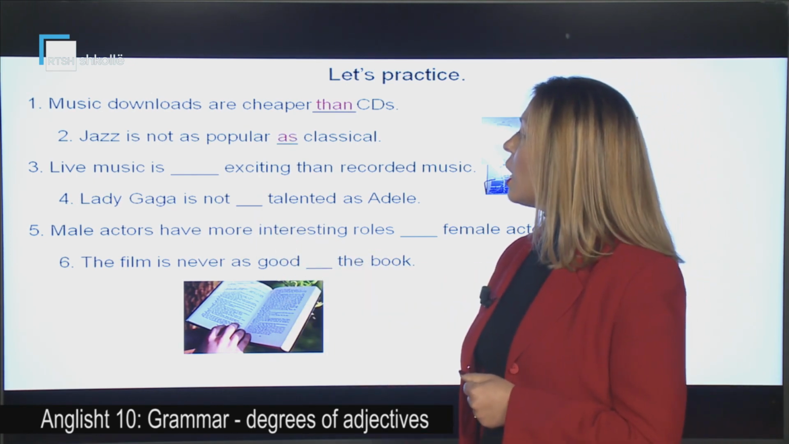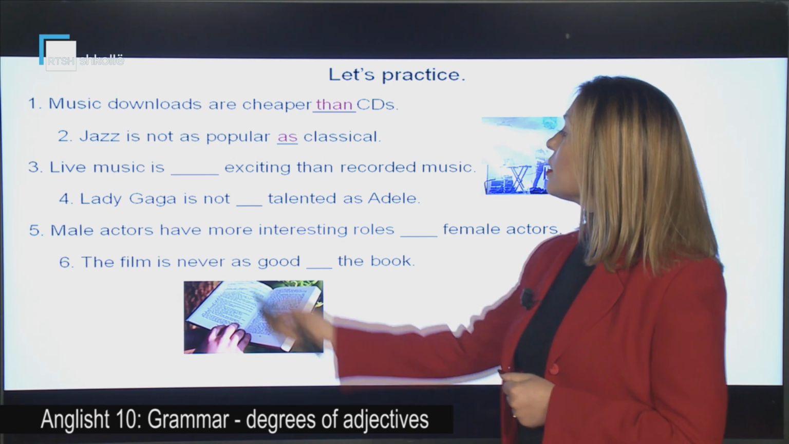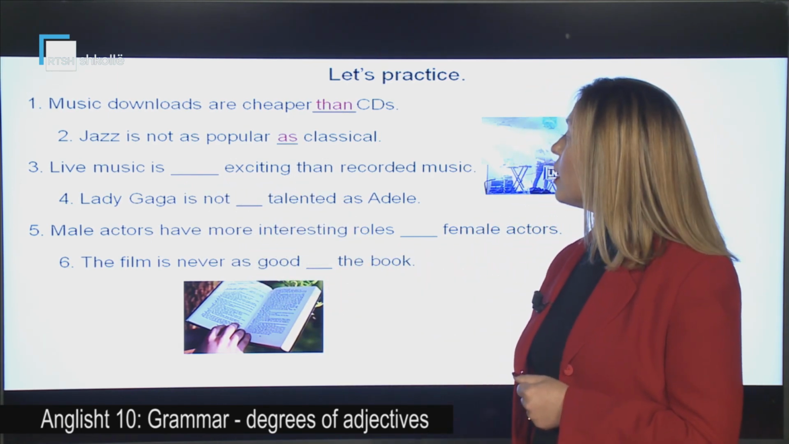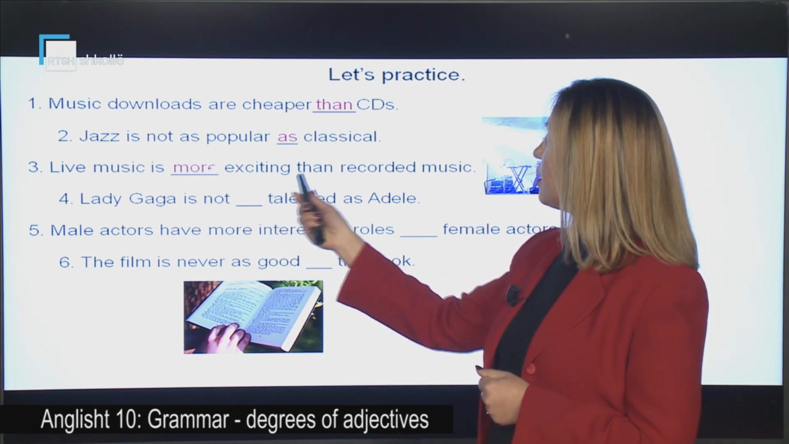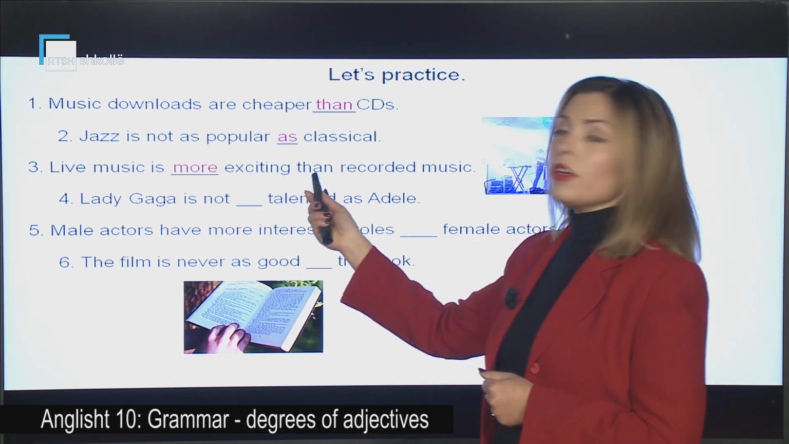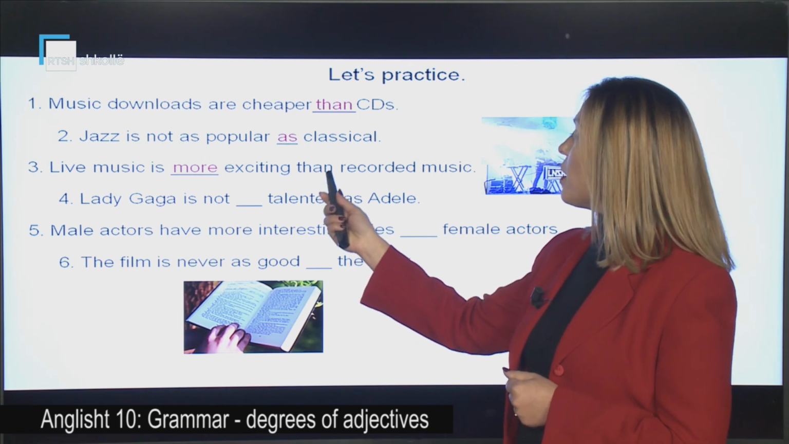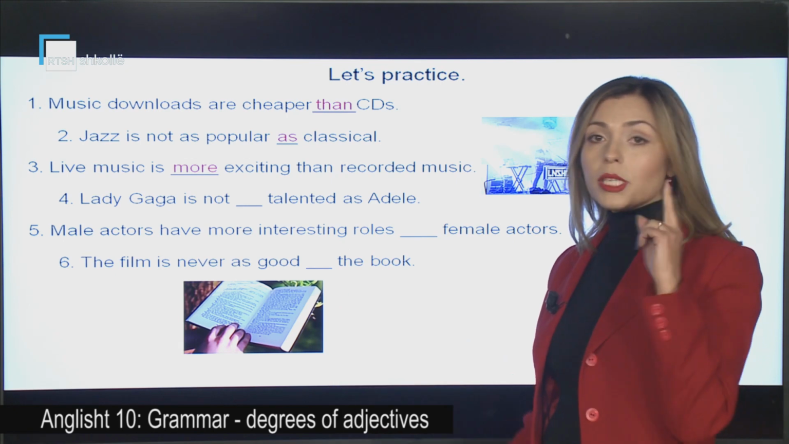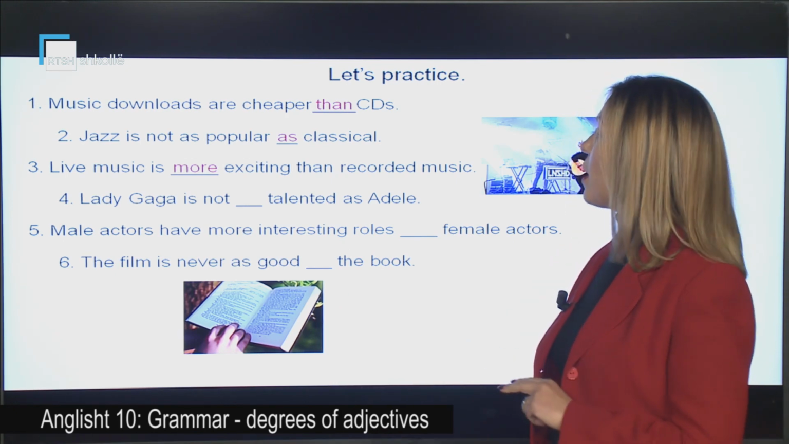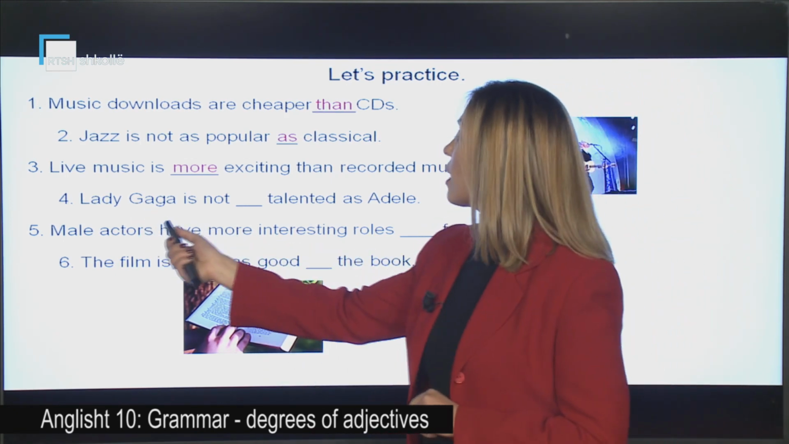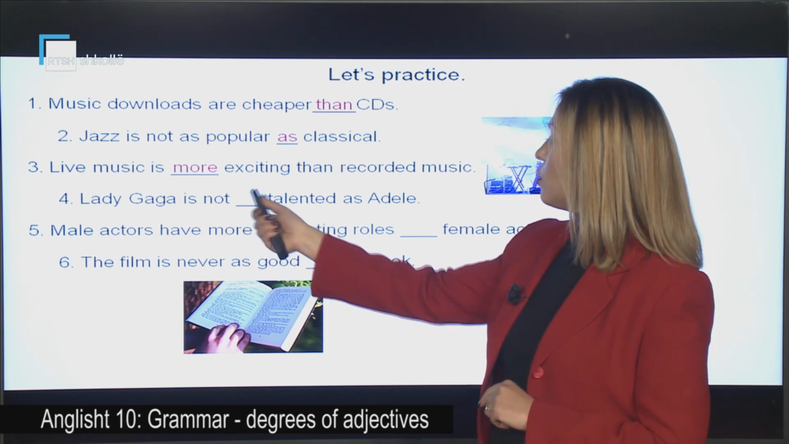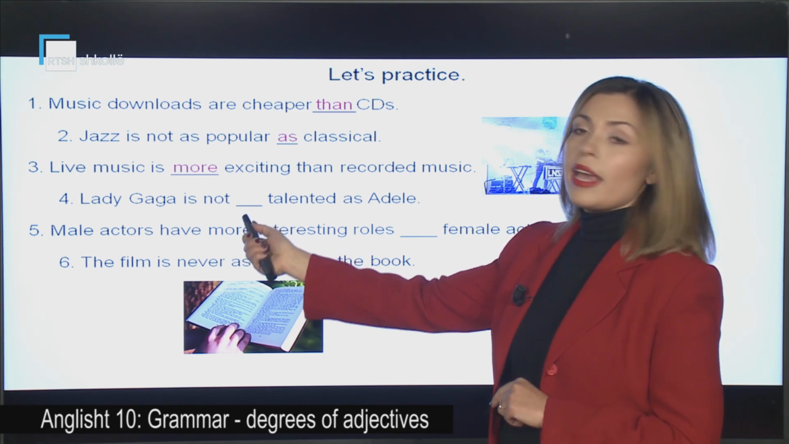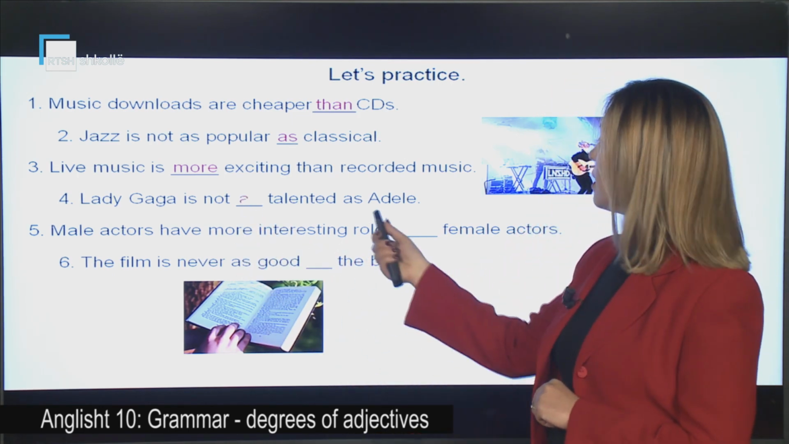Number 3, live music is, what is missing? We have a long adjective. So, is more exciting than. What do we have? We have a comparative form. We compare the live music with the recorded music. We said two things when we compare. Lady Gaga is not, what's missing? Talented as. So the structure is as talented as Adele.